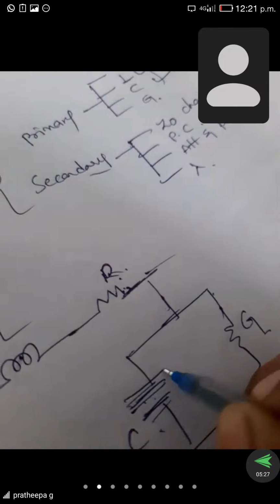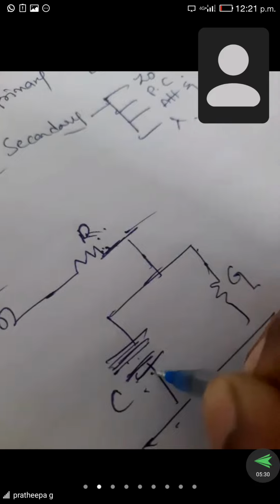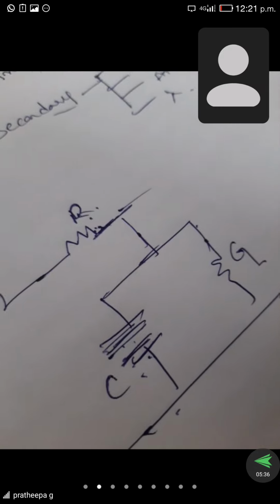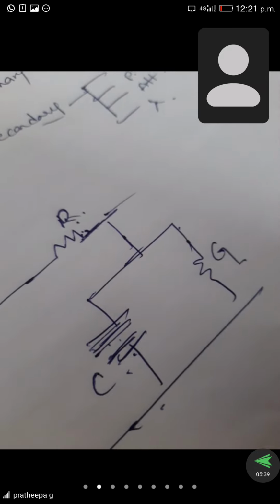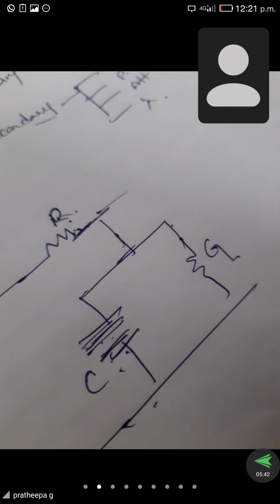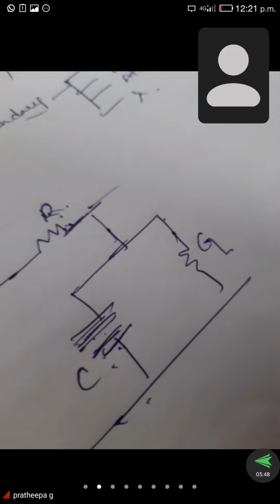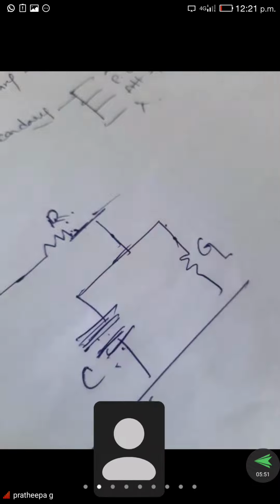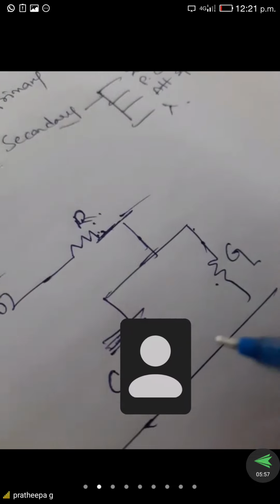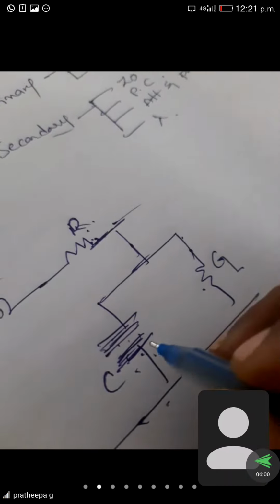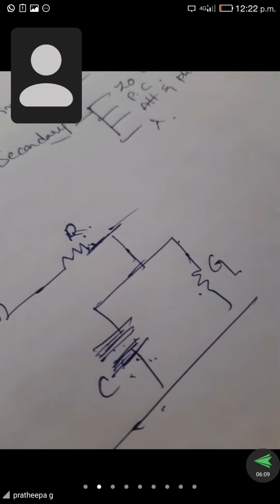Okay. So C means it is a shunt capacitance between two wires in 1 unit length of the transmission line. Is this clear? Is the C clear?